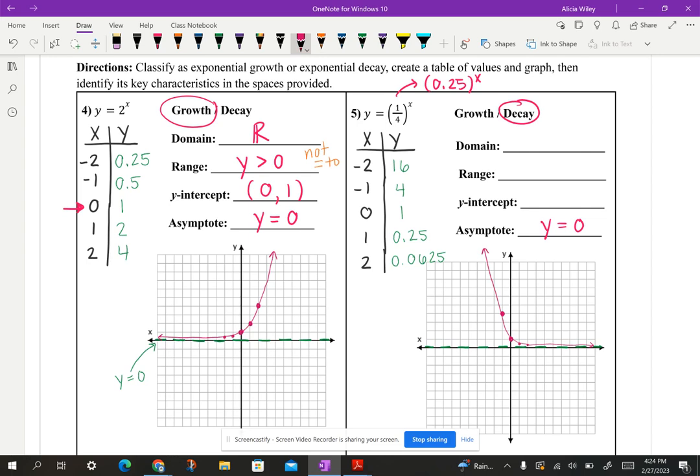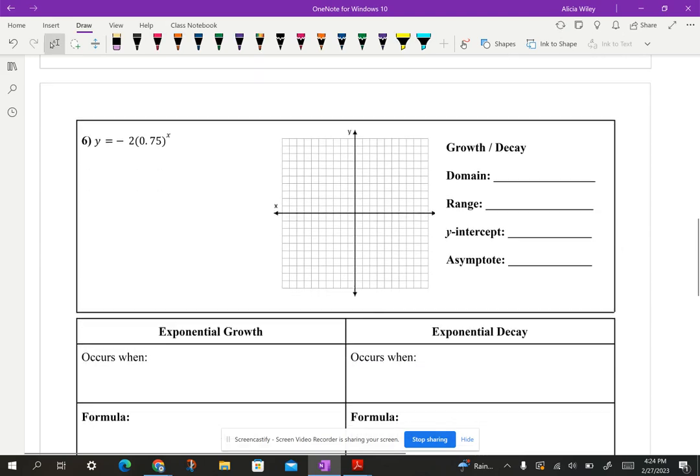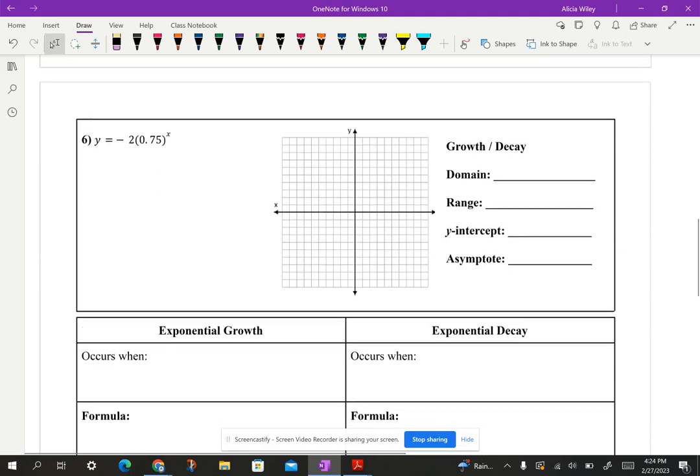Okay. So you can then go ahead and state your domain, your range, and your y-intercept. Again, the domain, because it's going left and right forever, is all real numbers. The range, it's never going to go below zero. In this problem, I can see that from my graph, will be y greater than zero. And my y-intercept is always the point where x is zero. Luckily, that's always in our table. And I can also see that my graph is (0, 1).